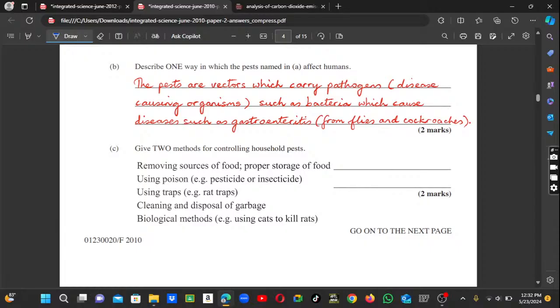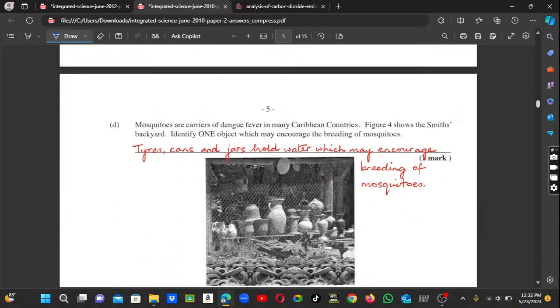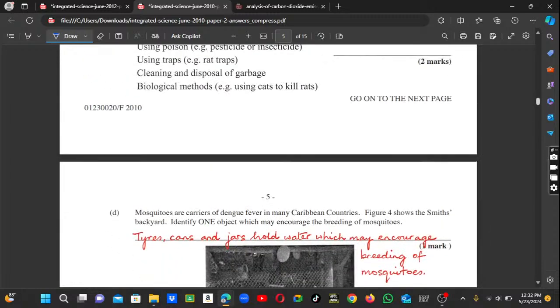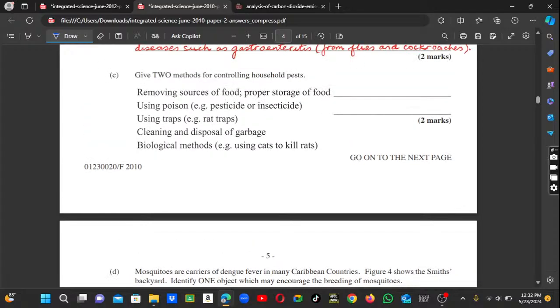Here it says, give two methods for controlling house pests. So removing the source of food, proper storage of food. It says to give two methods for controlling pests: using poison, pesticides, insecticides, using traps, keeping clean, disposing of waste. Use the example of rats. So here we are talking about using poisons. Two methods we can use to control.